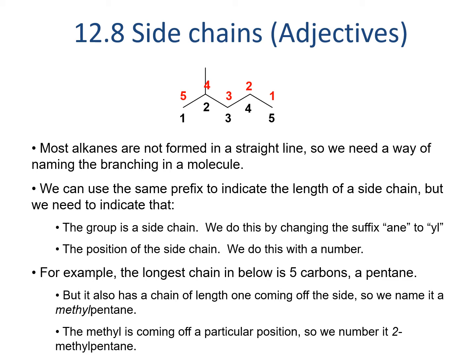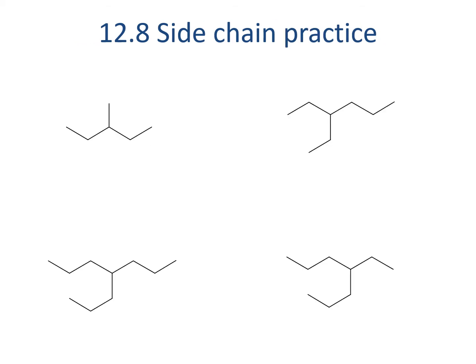So 2-methylpentane. The 2 is essential here, since there can also be a 3-methylpentane, which is a different molecule. If there's only one possible version of a molecule, like methylpropane or methylbutane, the number is often omitted. So let's do some practice naming molecules with side chains. We'll start off doing the first 2 together.